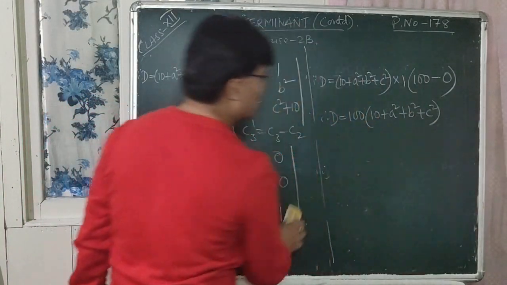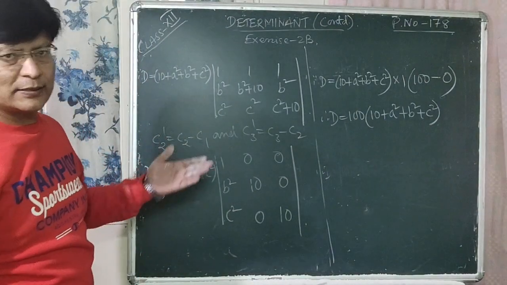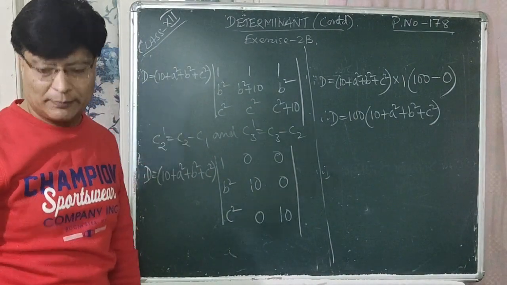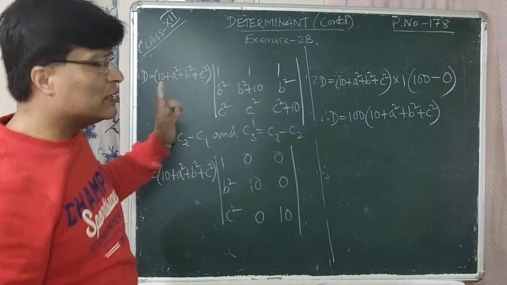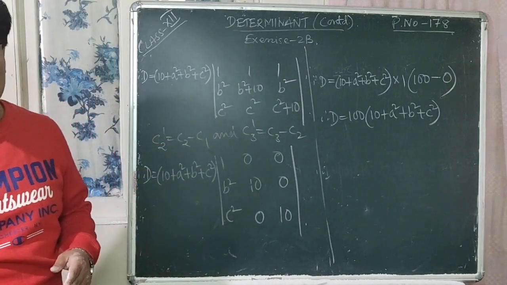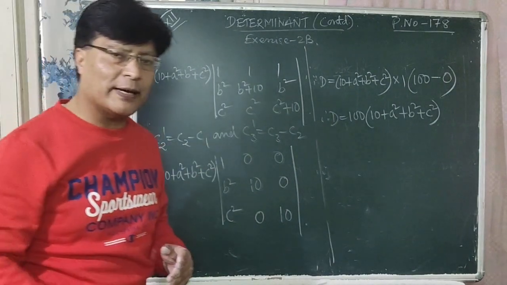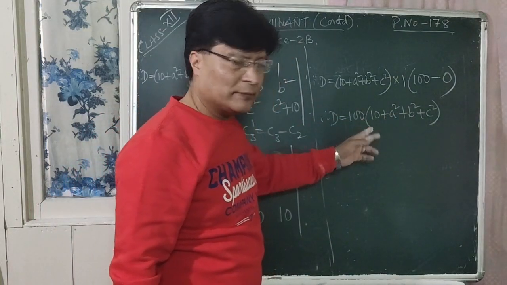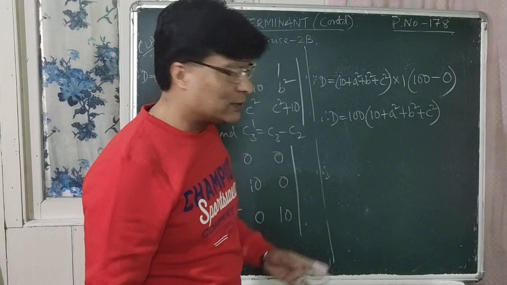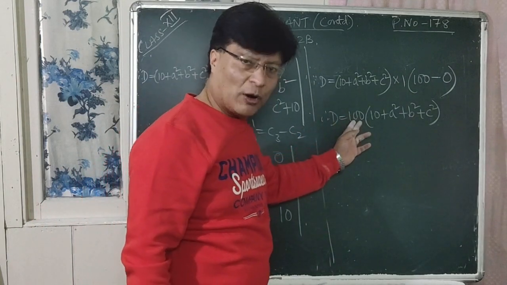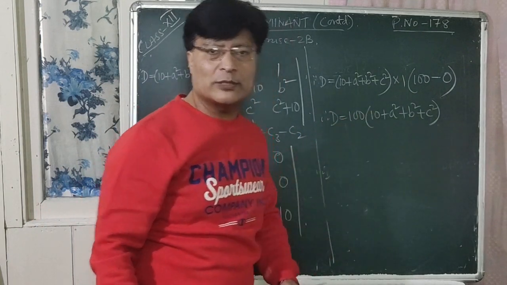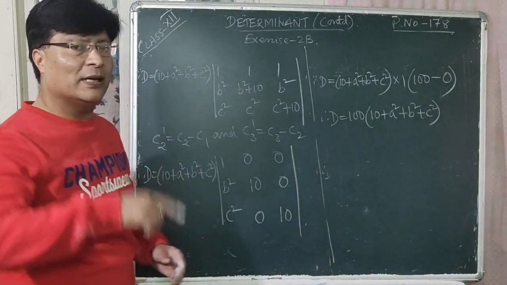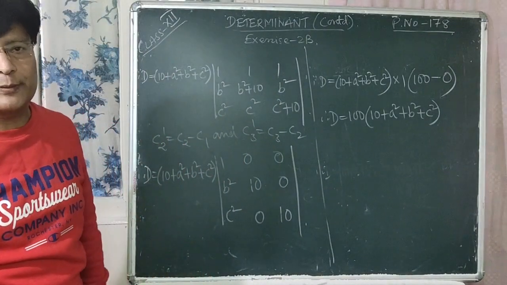So in this question actually what was asked? The given determinant should be divisible by 100. You have to prove it, isn't it? Now this is the simplified expression. This expression shows that since here 100 is common, so this expression is always divisible by 100. That means hence the given determinant is also divisible by 100.